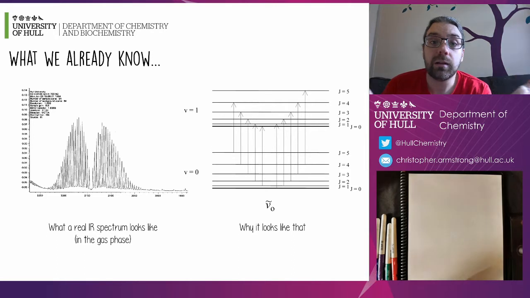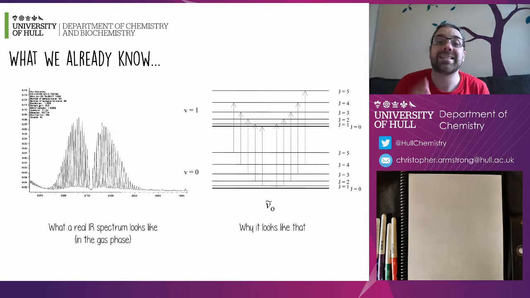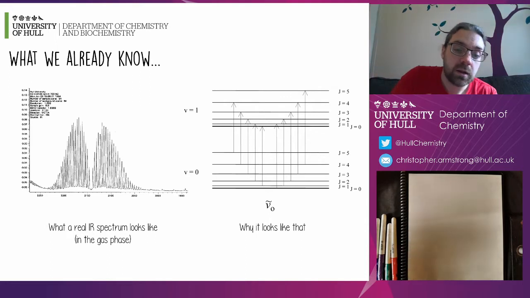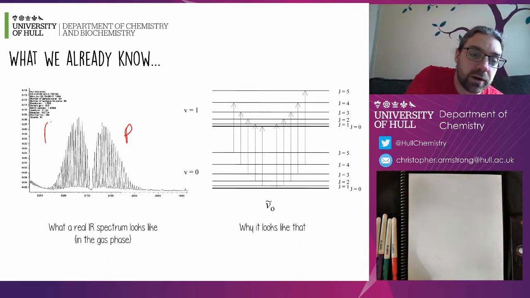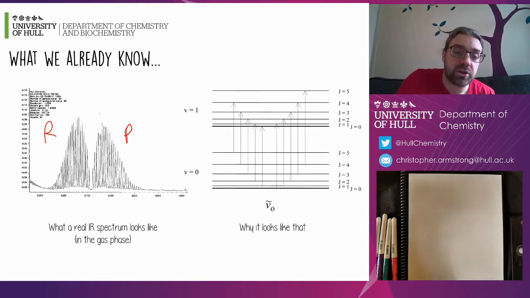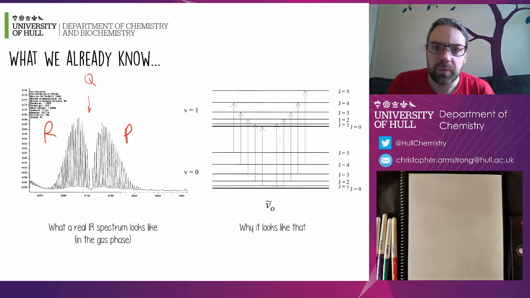Well, we know what a real infrared spectrum looks like now. It's actually a little bit more complicated than simply a single peak corresponding to a vibrational transition. We have the P branch in there, slightly on the lower end here, and we also have the R branch, and we have a Q branch, which is sometimes missing depending on a complicated set of symmetry factors. And it's because there are transitions between rotational states that this happens.